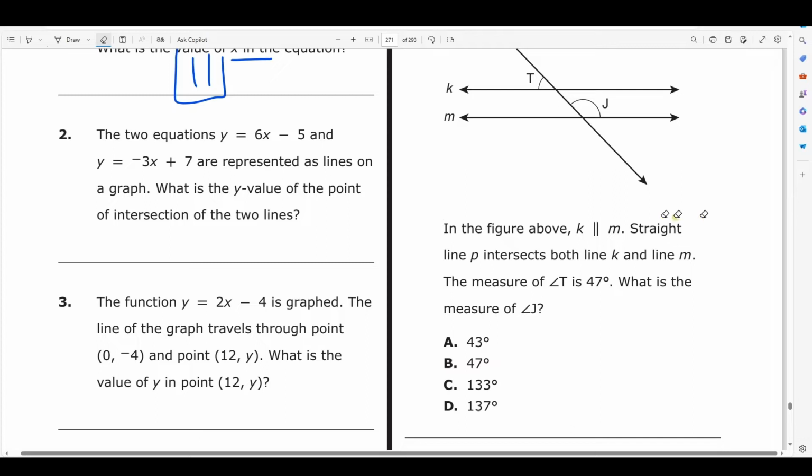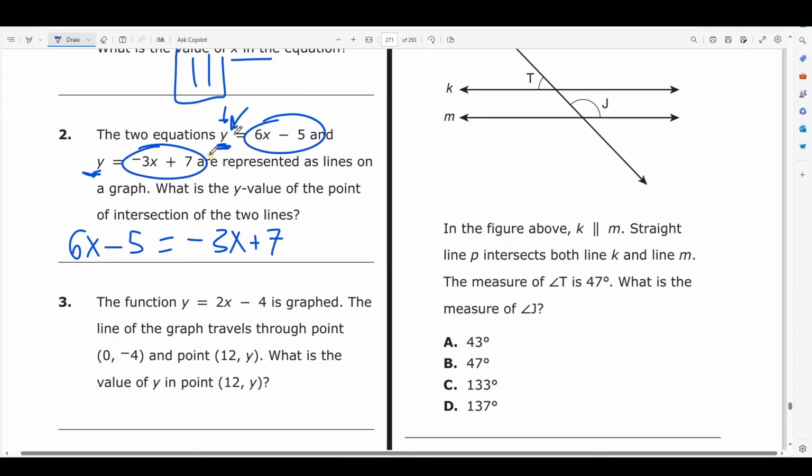Well, we can do that by making the equations equal to one another. Notice how both of these are in terms of y. y is equal to 6x minus 5, and y is equal to negative 3x plus 7. Because they're both equal to y, I can set them equal to one another. 6x minus 5 is equal to negative 3x plus 7. This y and this y means that I can take this and set it equal to this, because they're both equal to the same y.